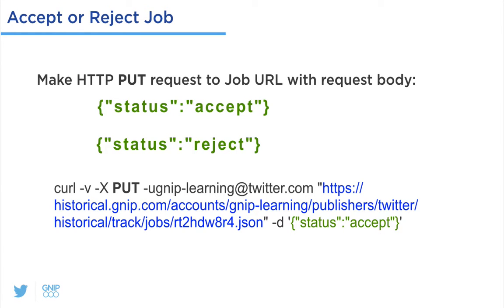So the next step in the process is to accept or reject the job. In this case, you'll be making a PUT request to your job URL. And to accept or reject the job, you send a simple JSON object with an attribute called status set to either accept or reject. Here I have an example curl command showing just that, and next we will demonstrate how that works. So now I'm going to go ahead and accept this job.